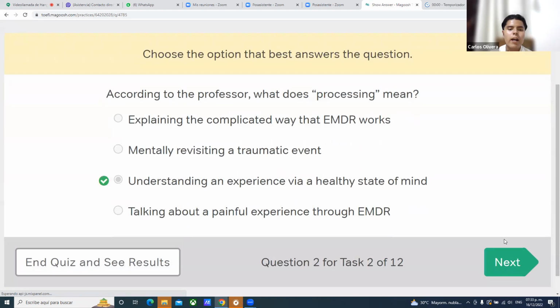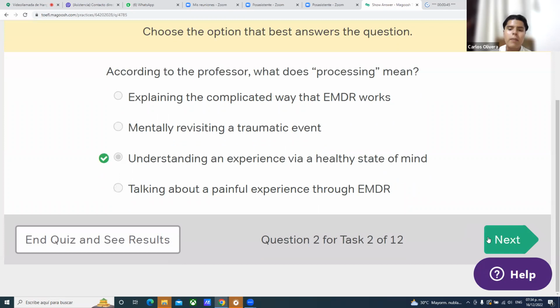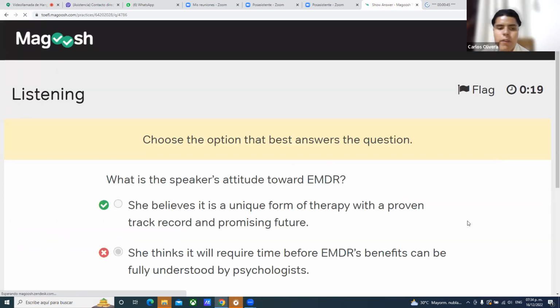Next question. According to the professor, what does processing mean? Understanding and experience via a healthy state of mind. Well, this is a detailed question. How do you respond to this type of question? By paying attention to every single detail, and this is exactly what the lecture said, right? So, very good. Let's go with the next question.